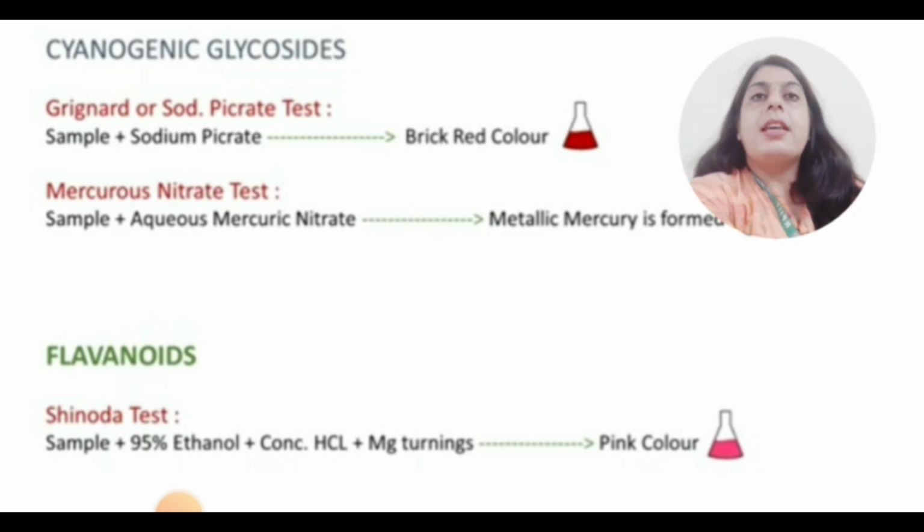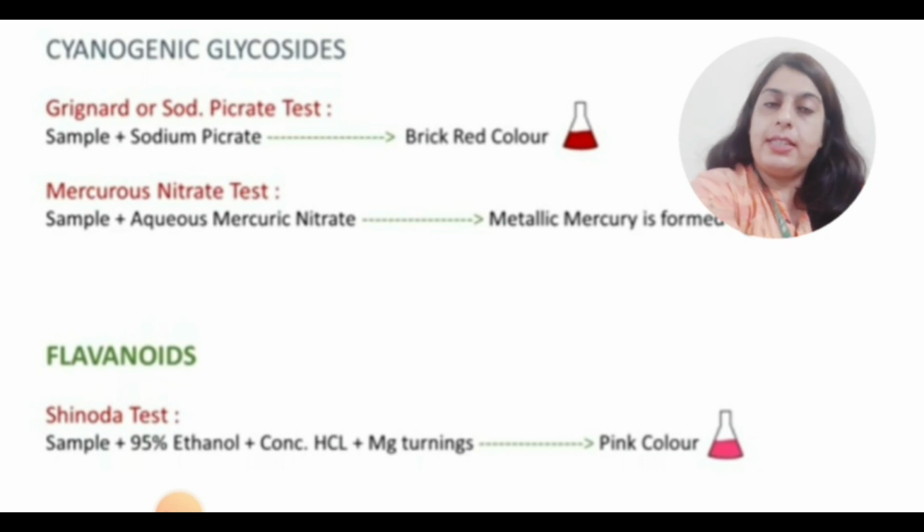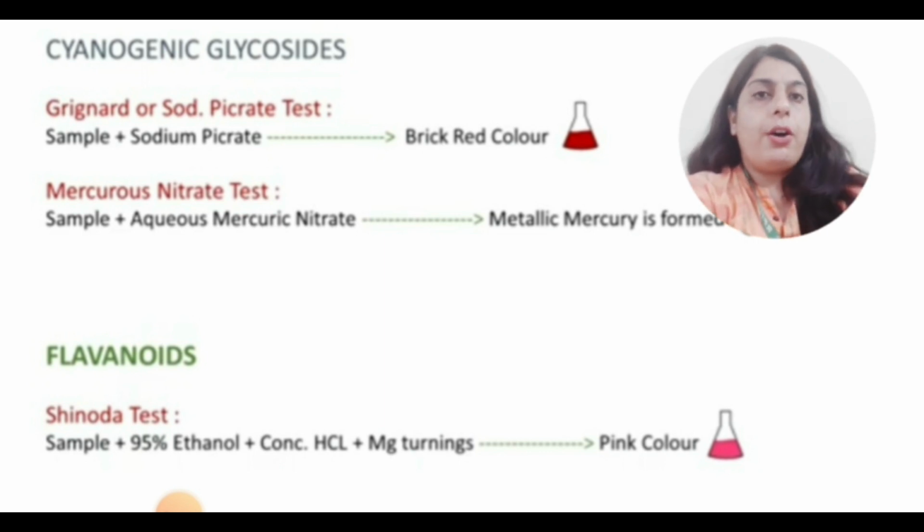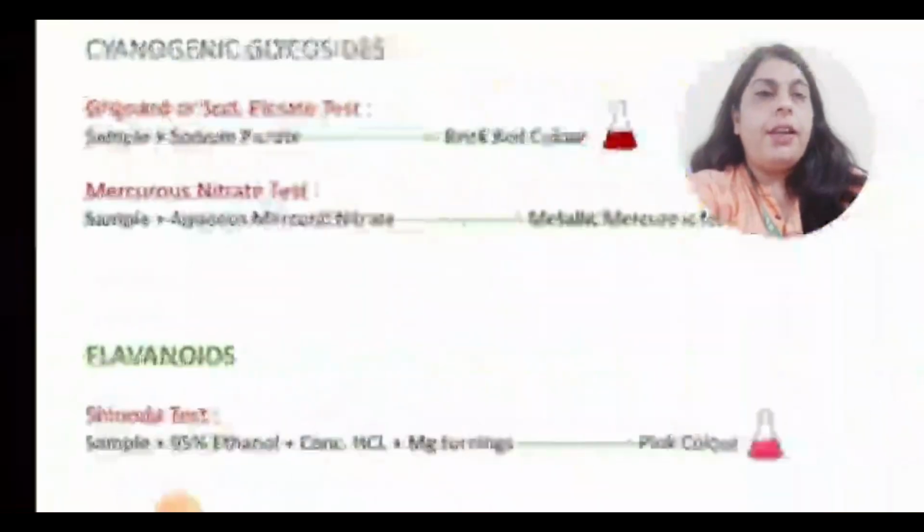The next is for flavonoid glycosides. The test is the Shinoda test. It is a very important test in which the sample is treated with 95% ethanol. 2 to 3 drops of concentrated HCl are added, and magnesium turnings are added into the test tube containing the sample. Then the color of the mixture will convert into pink, which signifies the presence of flavonoids. So that was all about the flavonoid glycosides.